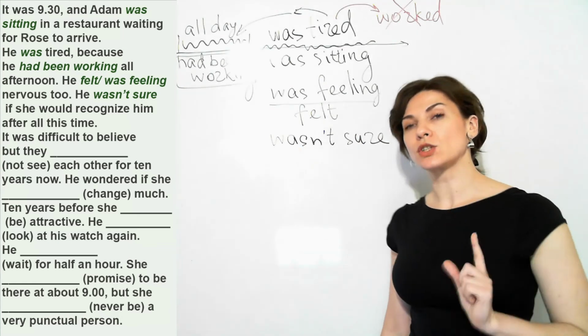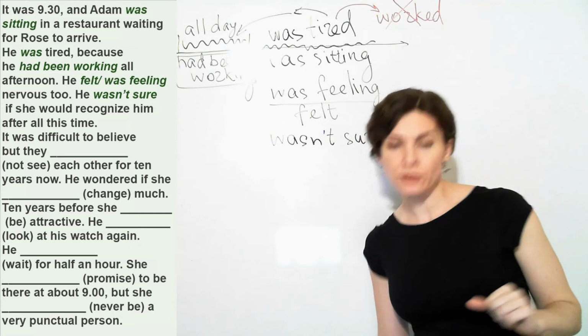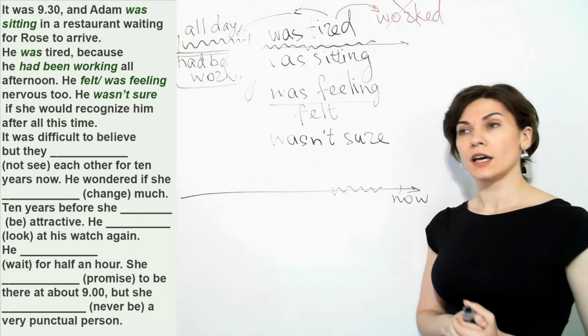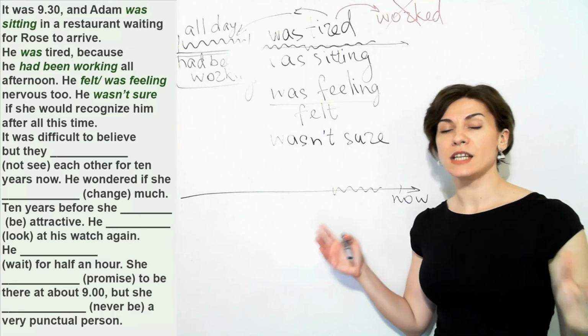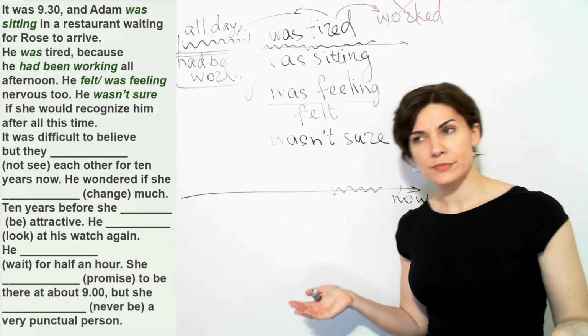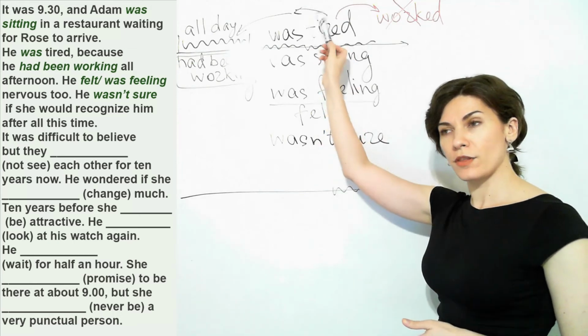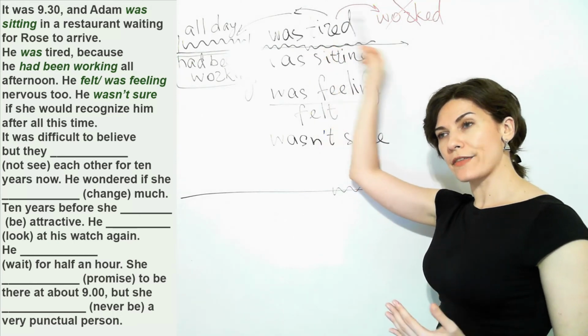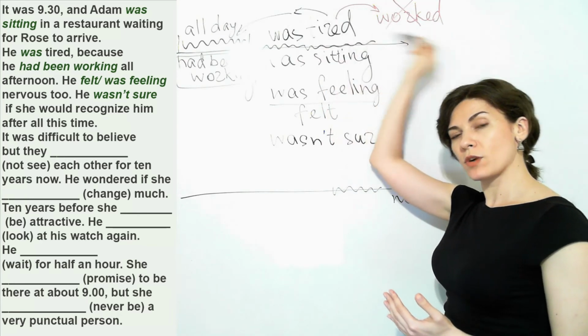It was difficult to believe that they had not seen each other for 10 years now. If you say that it was difficult to believe that they didn't see each other for 10 years, it would mean that it was difficult to believe at that time that they didn't see each other later. The same mistake as with the word worked.